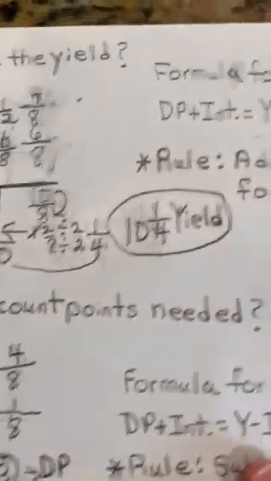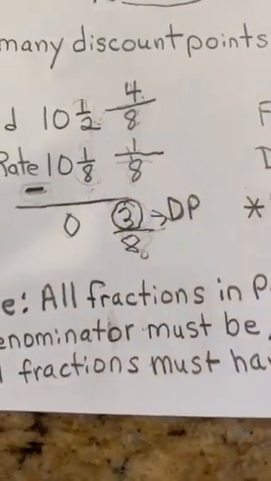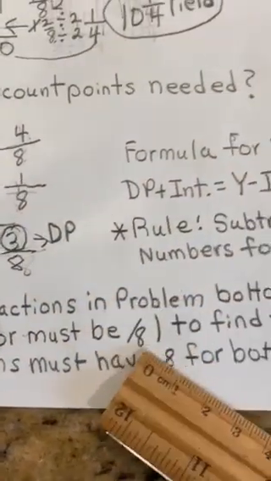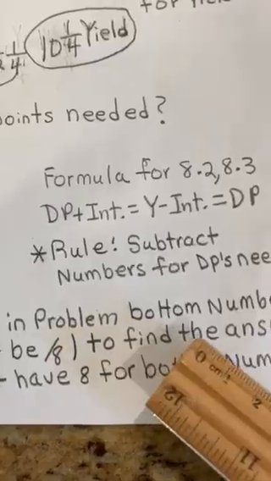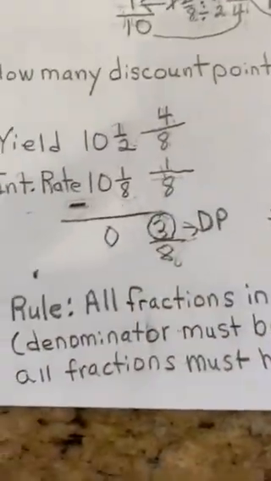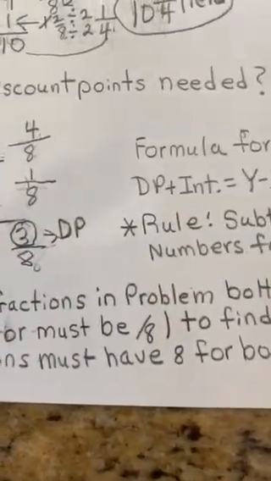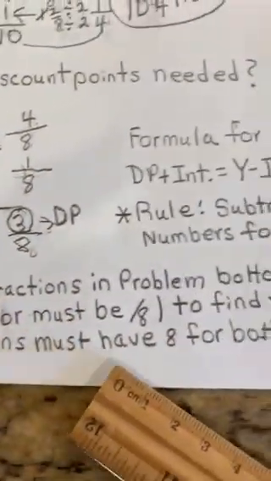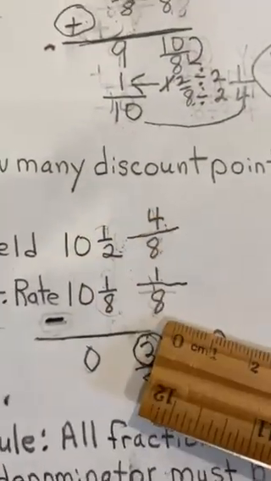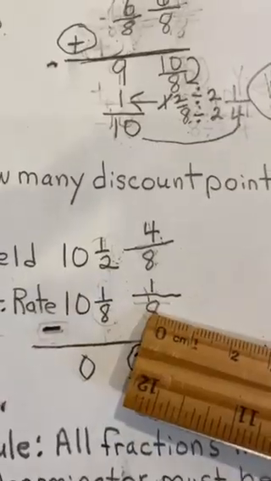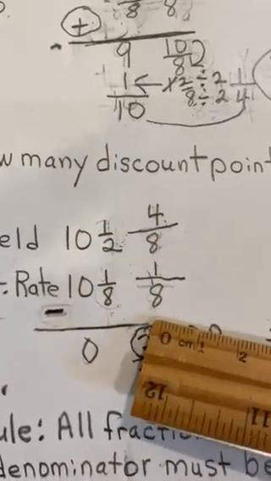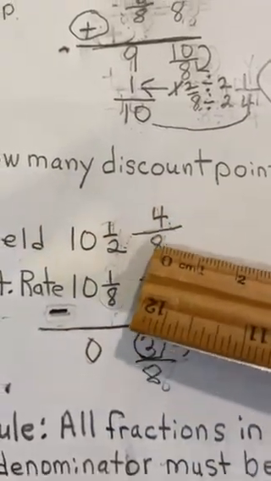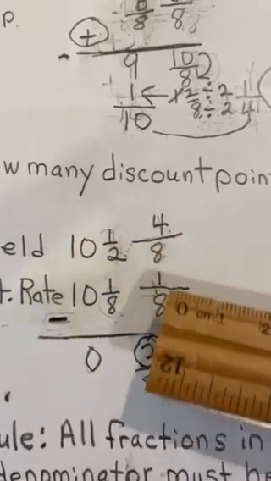Now let's see these rules. All fractions in problems, the bottom number, the denominator, must be eighths to find the answer. All fractions must have 8 for the bottom number. Now remember that rule. In yield or discount points using fractions in your problem, all the bottom numbers have to be changed to eighths.